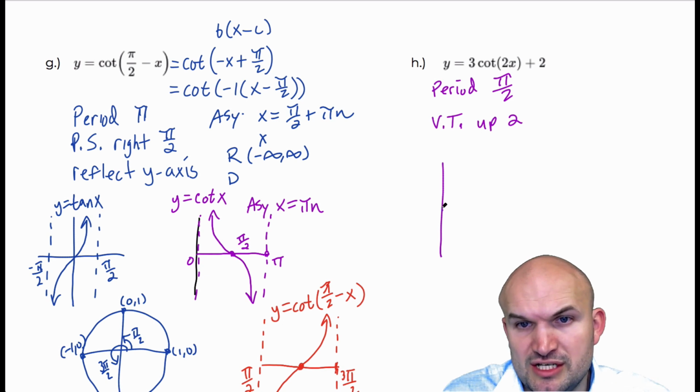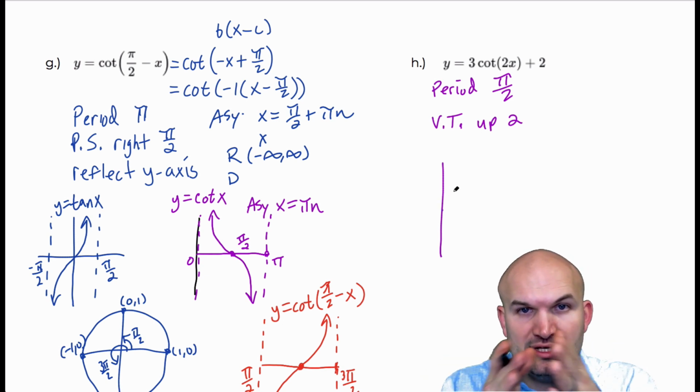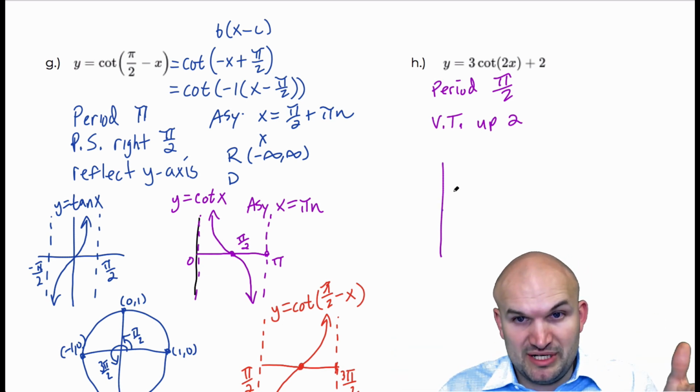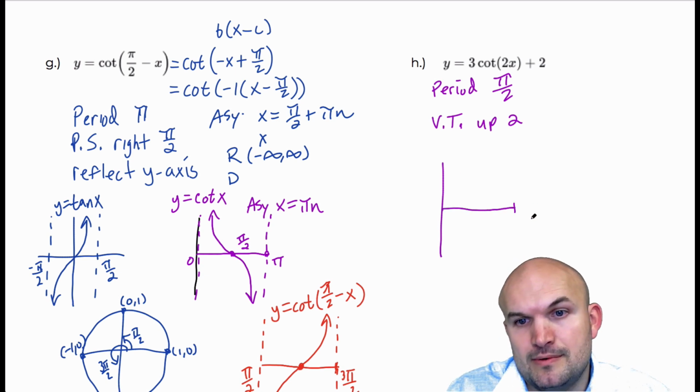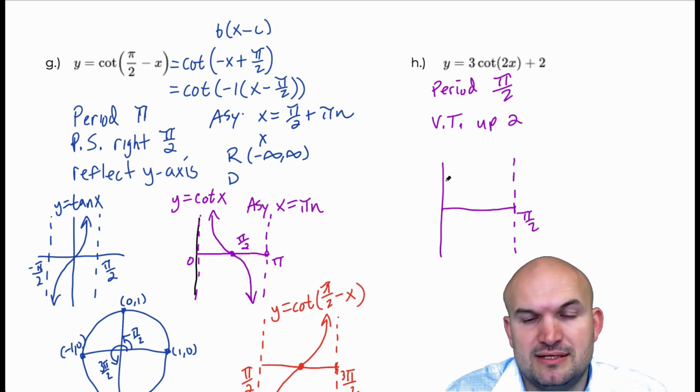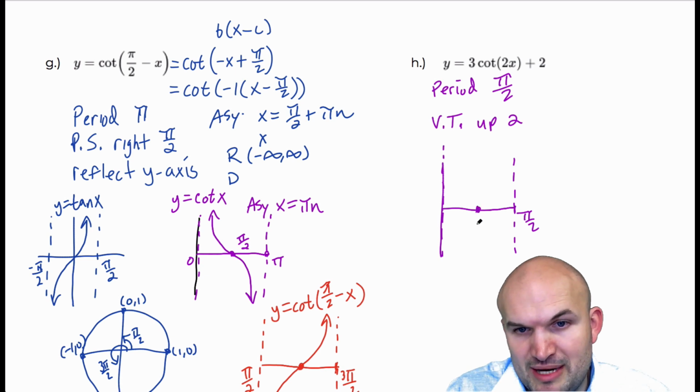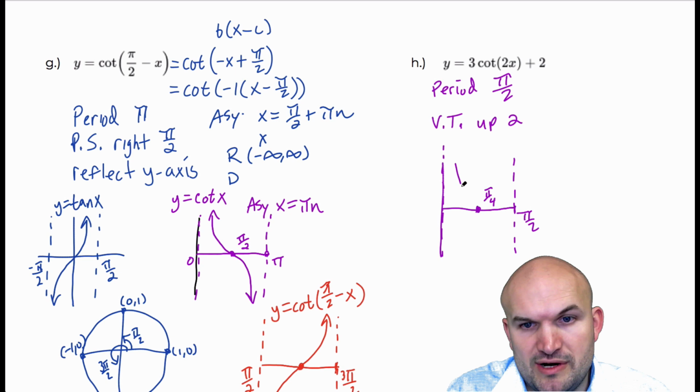So we're going to still start at 0, but now instead of taking pi for the graph to repeat itself, it's now going to repeat itself within half a pi. So we're going to have an asymptote at half a pi and at 0. Half of that would be my intercept, which would be pi over 4. So the graph, and again, it's a skinny graph, right? It's going to look something like that, because that's where that vertical stretch is.